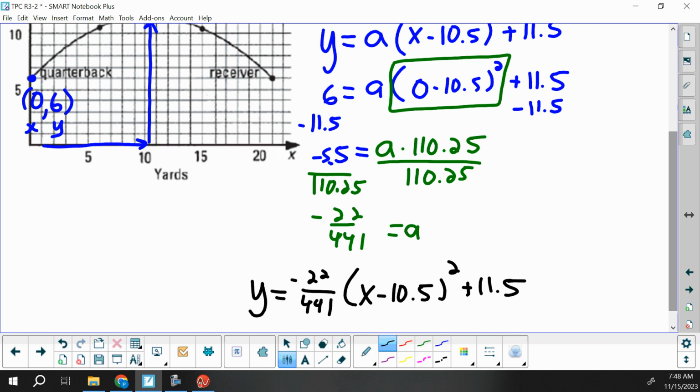Now the fact that our a value is negative makes sense because our parabola was opening downwards. When a is positive, the parabola should open upwards and we should have a minimum. When it is negative for a, it opens downwards and we have a maximum.